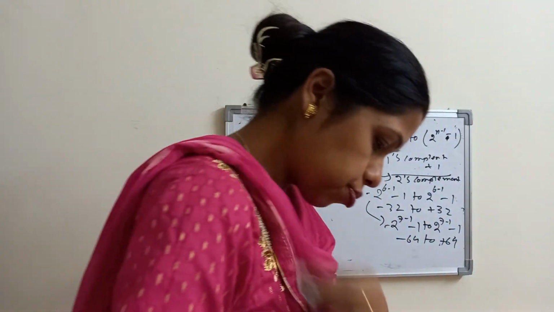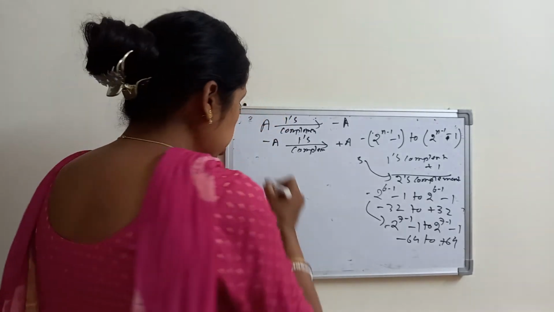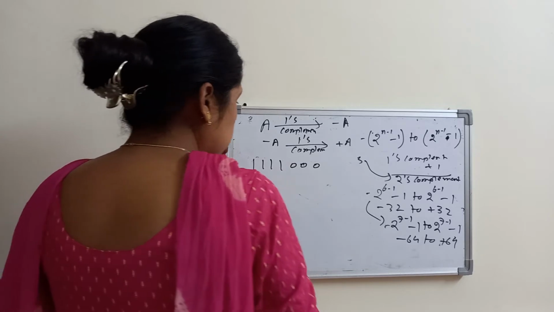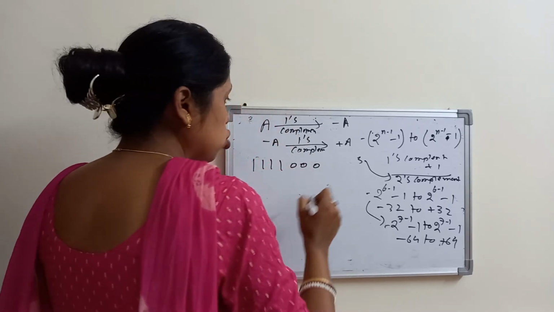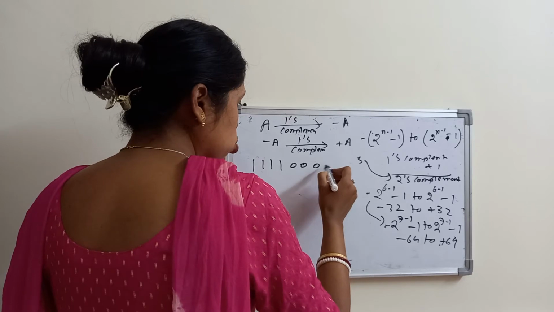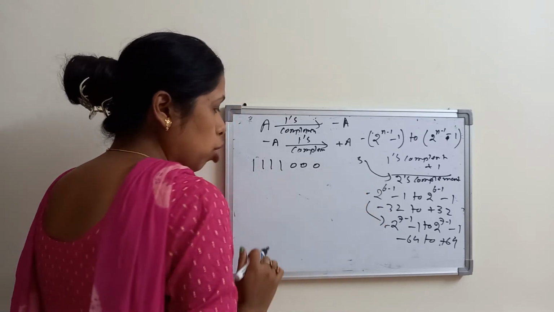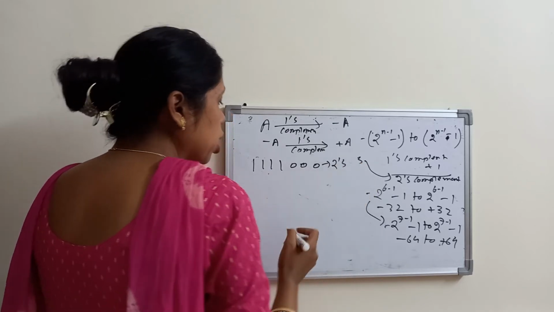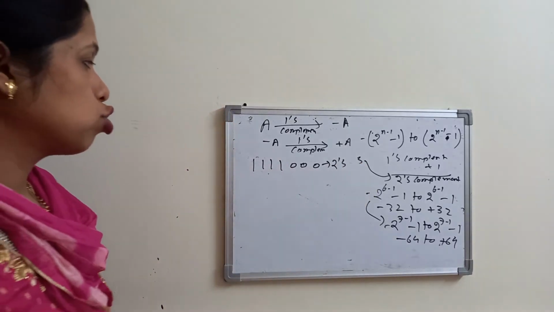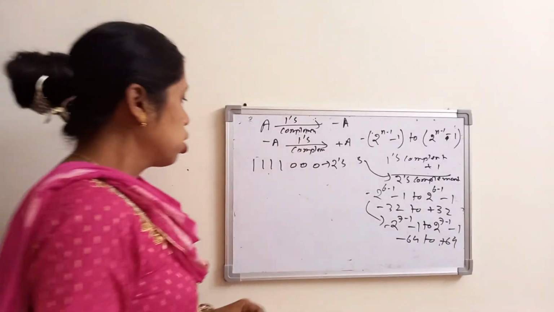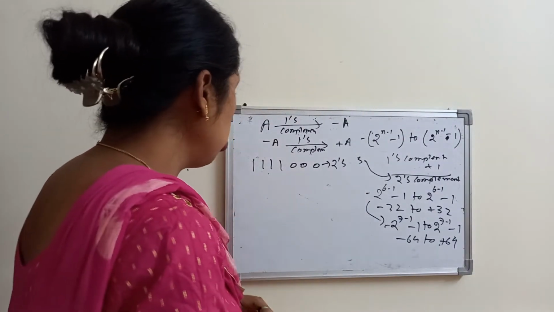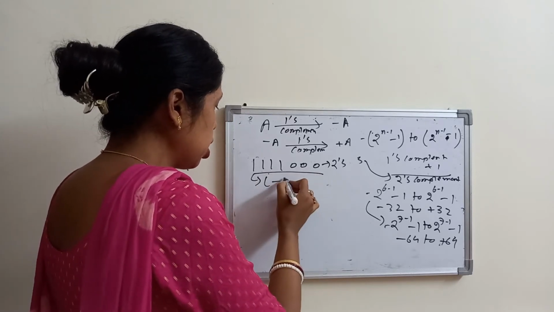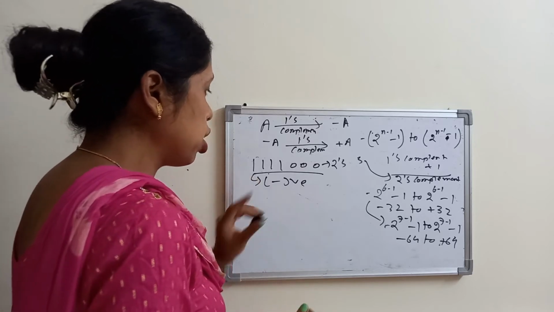Now, again, this is the number. So this is in 2's complement format, and I have to calculate the magnitude of this number. As you know, this MSB is 1. That means the entire number is a negative number.